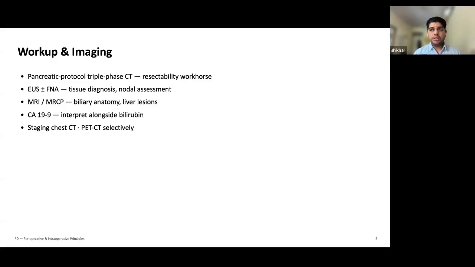CA 19-9 is also one of the supportive tumor markers. This has to be interpreted along with the bilirubin, because high bilirubin can give a falsely elevated CA 19-9. Some patients might need staging with PET CT also, especially when there is a high CA 19-9 value, more than 500. In those conditions, we might have to go for PET CT and assess the staging of the patient.